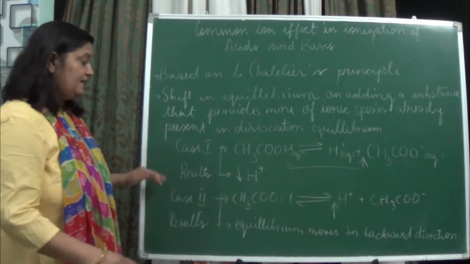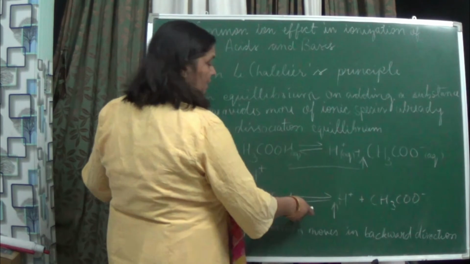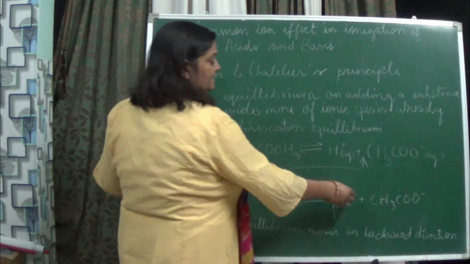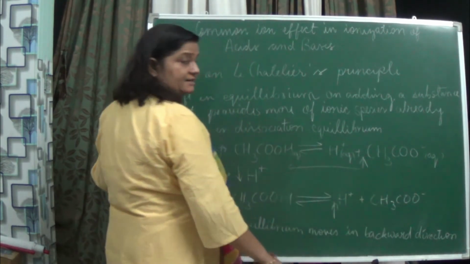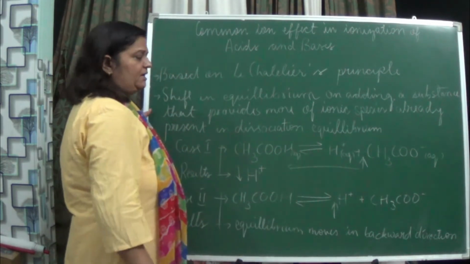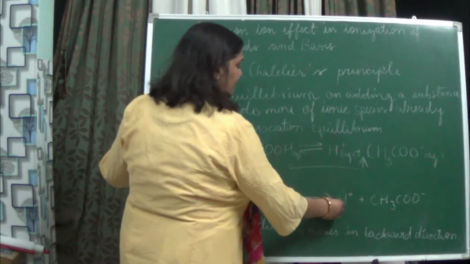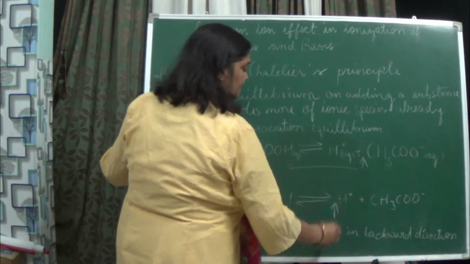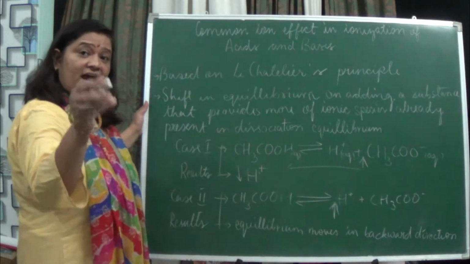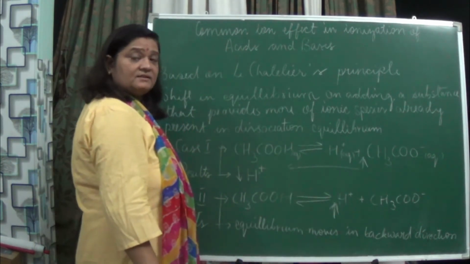In the second case, acetic acid is again partially ionized to H+ ions plus acetate ions, CH3COO-. Now, instead of adding acetate ions in excess, what is being added in excess? H+ ions. So when we add H+ ions, this becomes in excess on the product side.